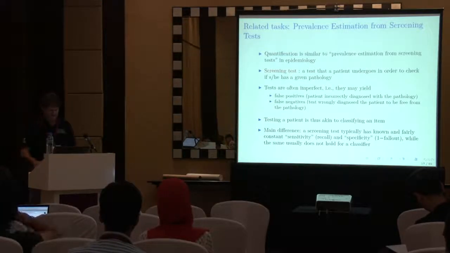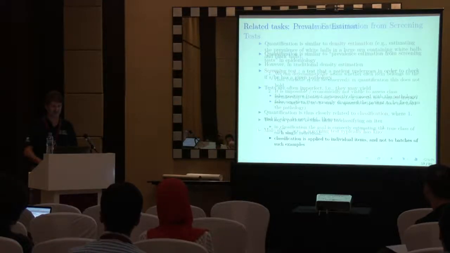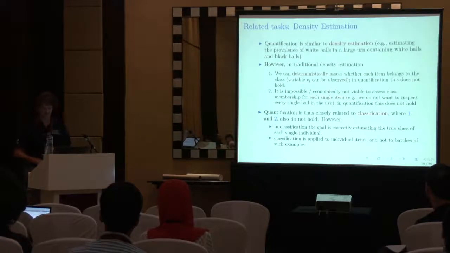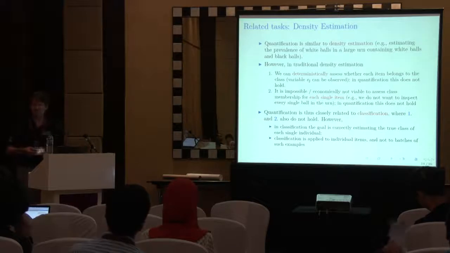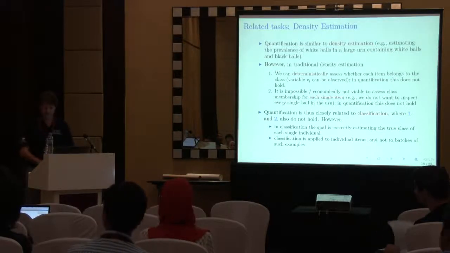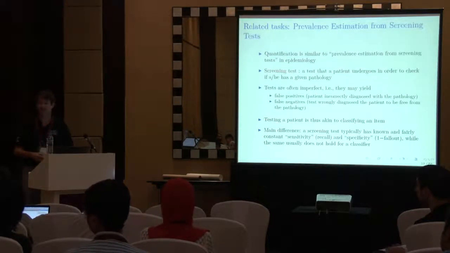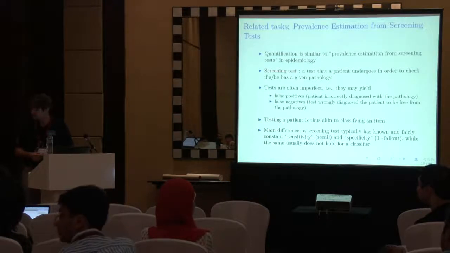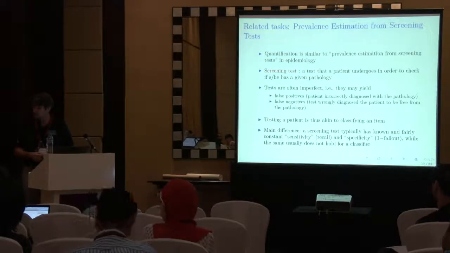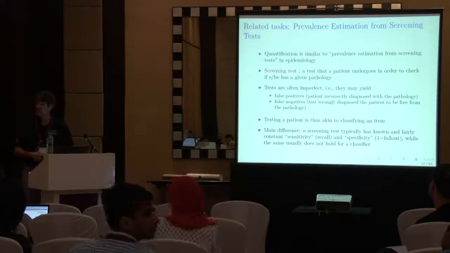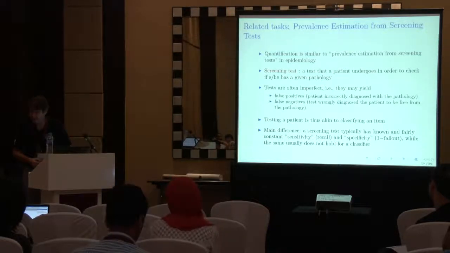I've already told you about screening tests and prevalence estimation, so let me skip to the next one. So what I want to actually, yes? Sure. So in machine learning, in generative models, we care about the class priors. So you're saying that this is only applicable to generative models, and not only to generative, like Bayesian models?